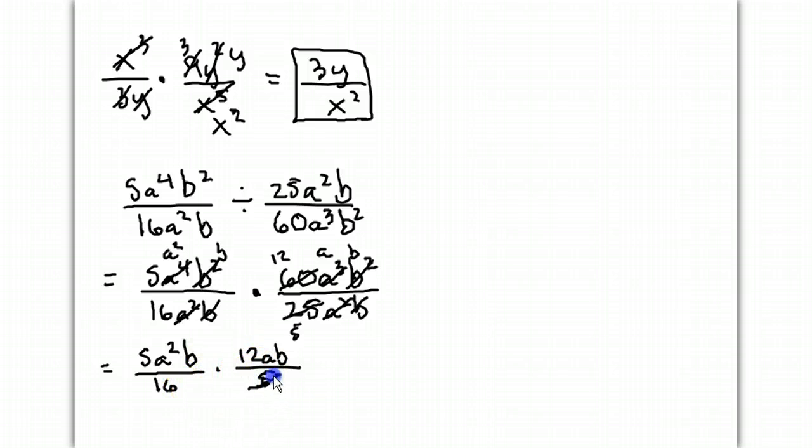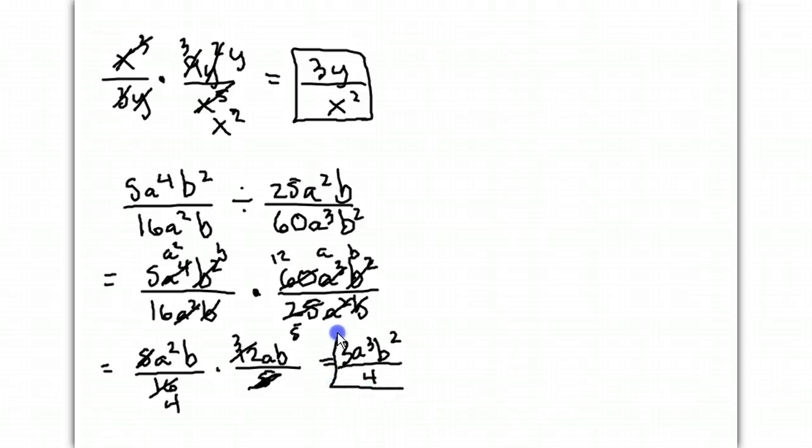This 5 will completely cross out with this 5. And 16 and 12 both share 4. When you divide 16 by 4, you have 4. When you divide 12 by 4, you have 3. So you have an a squared times a, that gives you a to the third, and b times b gives you b squared. Then you just have a 3 left over, so you can put that in the front, and at the bottom you just have a 4. So 3a to the third b squared over 4 will be your result.